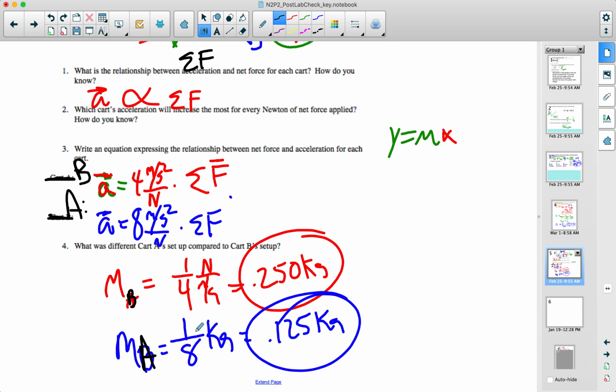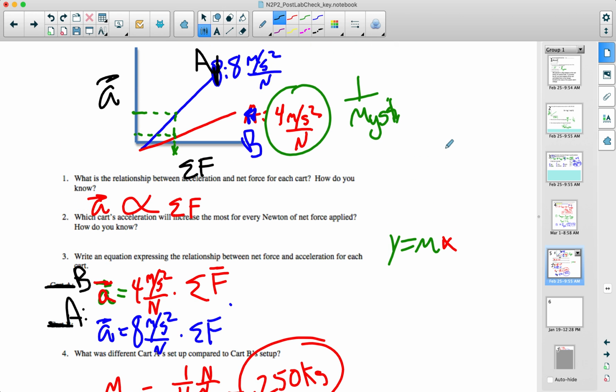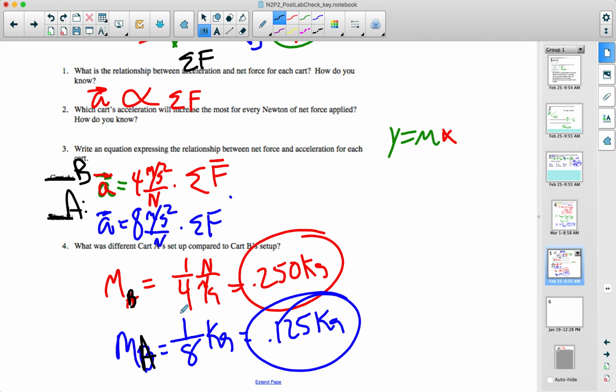So for A, if you took the inverse of the slope, in other words, if you took the slope upside down, 1/8 would be 1/8 of a kilogram, the mass of cart A, or of A's system. And for B, you do 1/4, which would be 0.25 kilograms. So object A with the steeper slope had half as much mass as the B setup, because we had a bigger acceleration on A than on B.